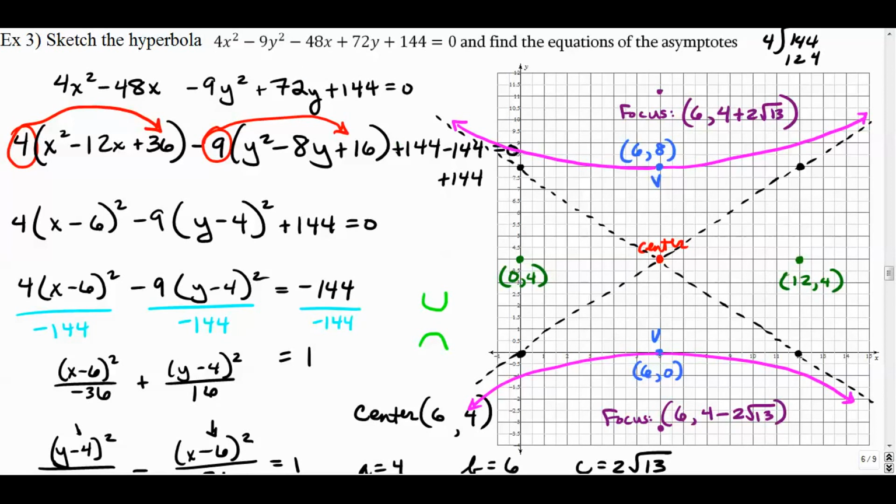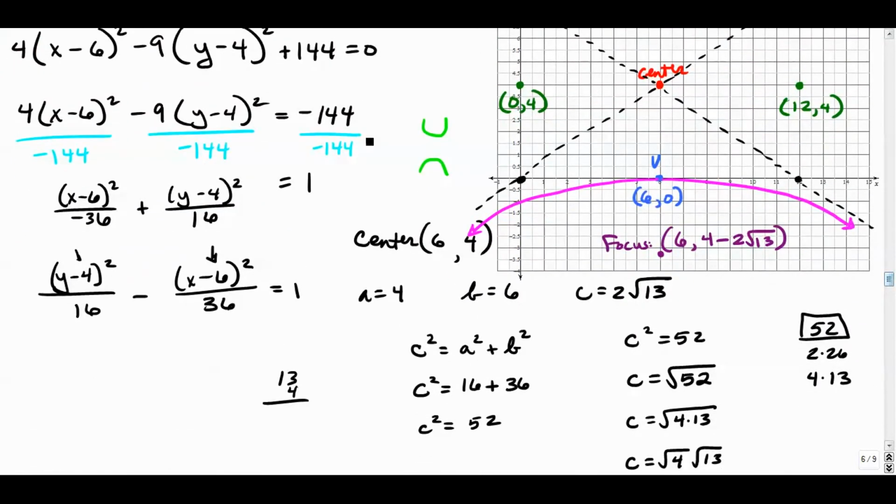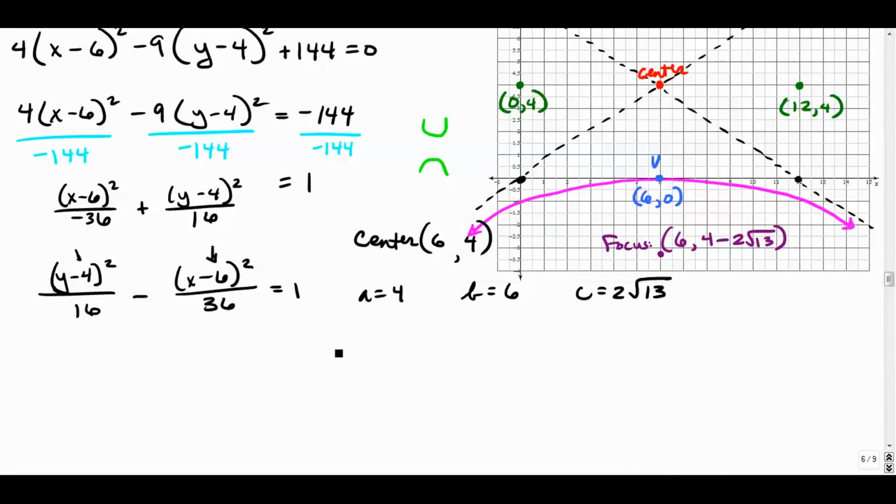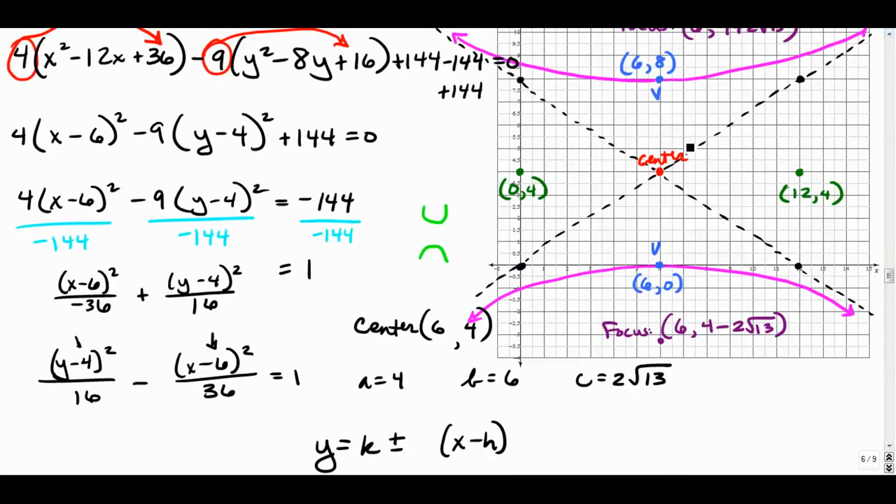And the last thing we're going to need, of course, is the equation of each asymptote. And to find that, we're going to need a basic equation that will give us the asymptote in y equals mx plus b. And the formula is pretty simple. It's y is equal to k plus or minus some slope times the quantity x minus h, and that slope is going to be determined by what kind of orientation the hyperbola is in.